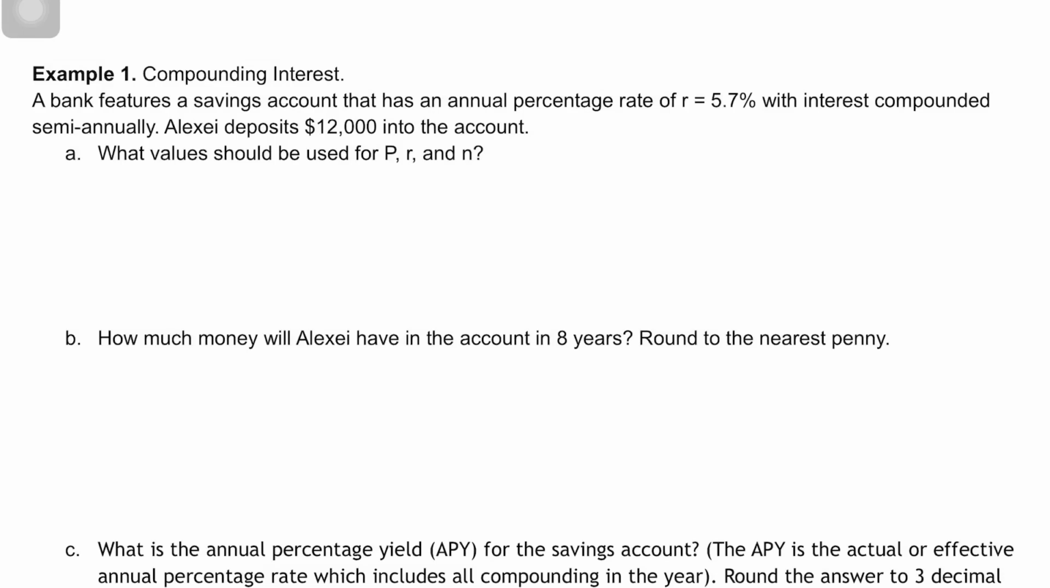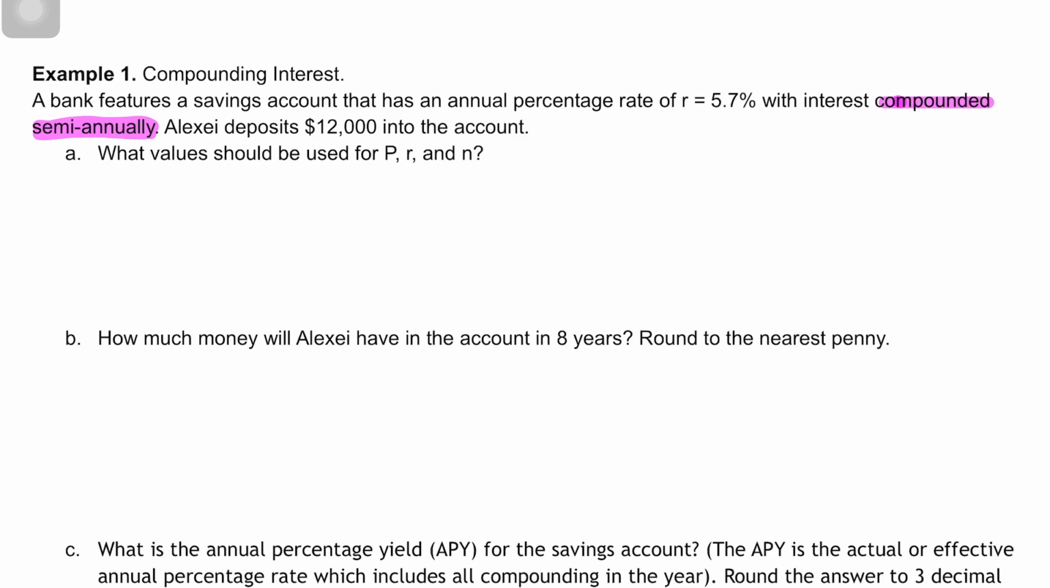All right, so let's try example number 1. So this is a type of compounding interest problem, and we're given that a bank features a savings account that has an annual percentage rate of 5.7% with interest compounded semi-annually. And Alexi deposits $12,000 into this account, right? So the key word here that I want you guys to think about is compounded semi-annually, right? So that gives us a way to know what kind of problem we're going to be working with.